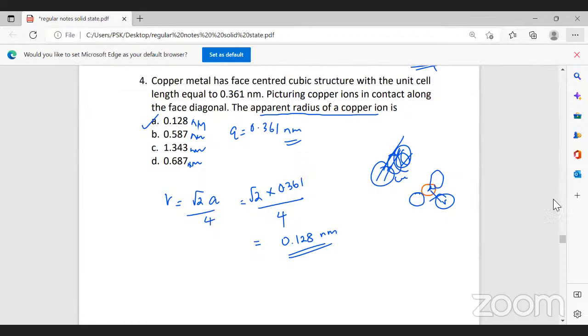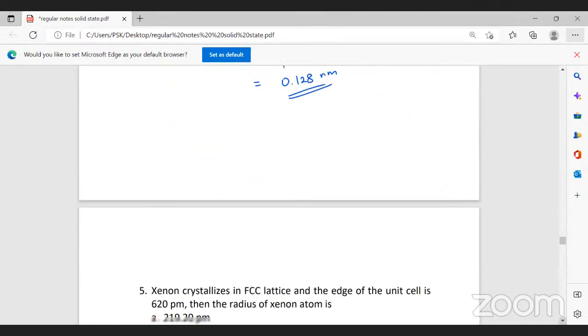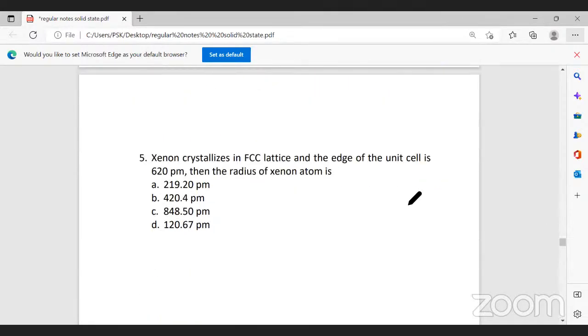The next question. Xenon crystallizes in FCC. Again, the same formula. The edge length of the unit cell is given as 620 picometers. They're asking you to calculate the radius. What is the formula? r is equal to root 2a divided by 4. Now, do I have to convert this into centimeters? Look at the options. All the options are given in picometers only, so not necessary to convert.